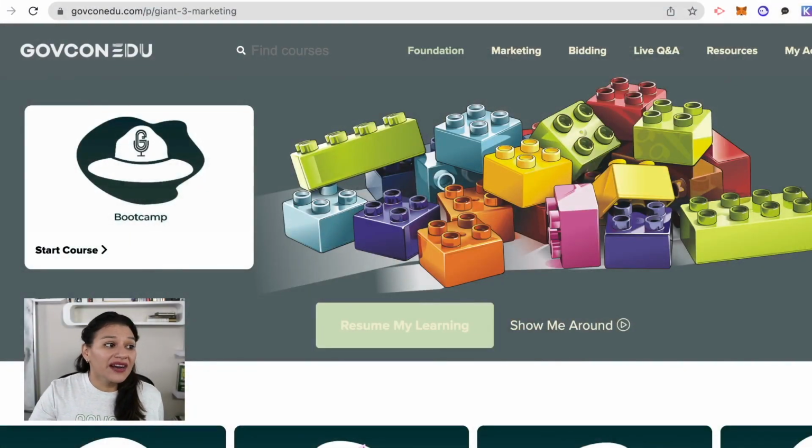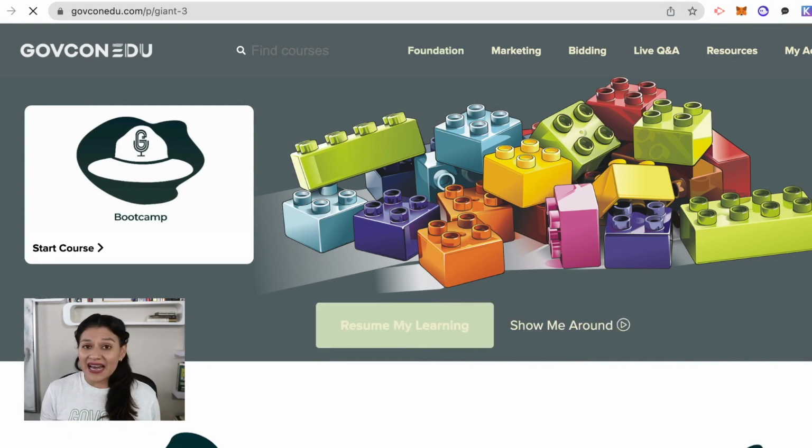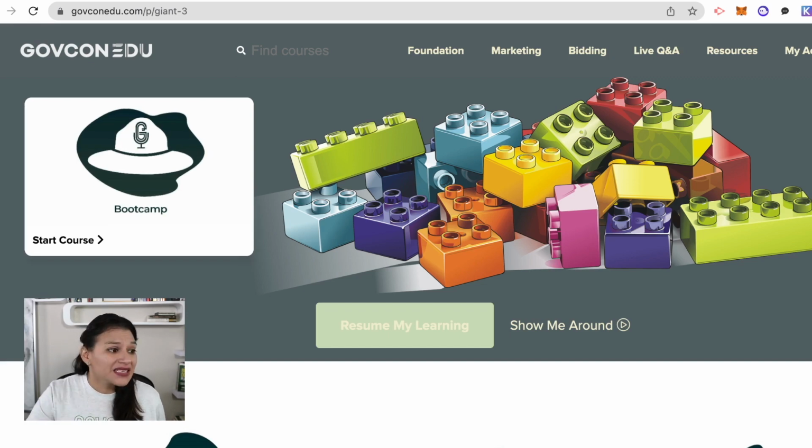So, here we are inside our program. This is Academy 3.0. If you have not seen it before, this is what it looks like. You have it divided into 3 sections: foundation, marketing, and bidding. But today, what we're going to focus on is where we want you to start. We want you to start in Bootcamp. So let's go in and let's see what we're finding.